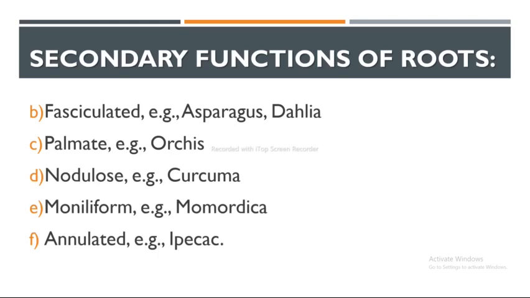So fourth is the nodulose, for example curcuma. So fifth is the moniliform, for example Momordica. And sixth is the annulated, for example Ipecac.